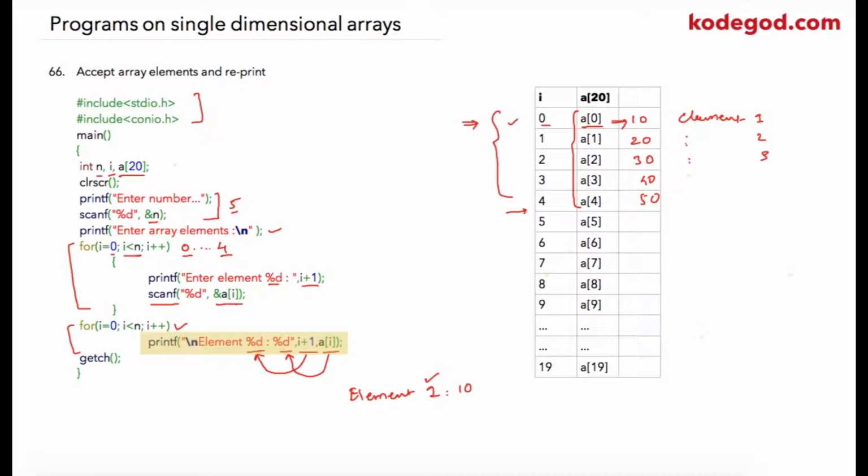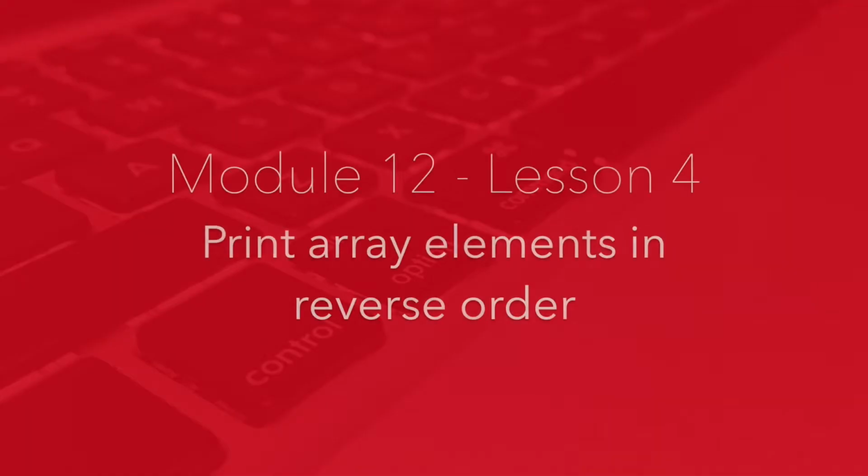And then in the next iteration, on the next line, because of this slash n, element 2 colon 20 will be printed, and similarly in the subsequent iteration, element 3 colon 30, element 4 colon 40, and finally element 5 colon 50 will be printed on the output screen.